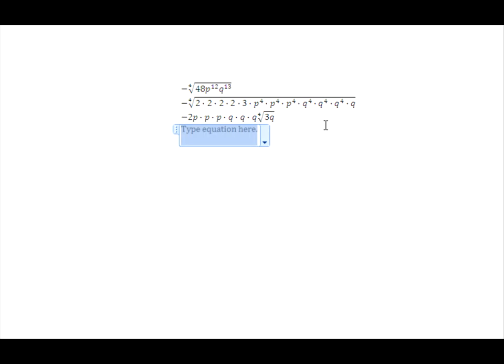And now I'll simplify or clear that up a little bit. That'll be 2p to the 3rd power, because I've got 3 of them that I was able to pull out. I had 3 groupings inside, in other words. And then I had 3 groupings of q. And then I'm left with the 4th root of 3q.